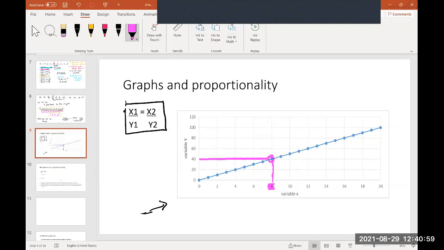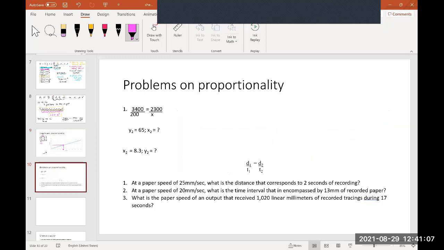Okay, so if x is 8, y is 40. All right, let's solve these problems. If x1 is 8 and y1 is 40, then what is x if y is 65? If you notice, this now becomes the same types of problems that you saw above in this graph in your lab manual, where you're again solving proportionality. How do you solve this? You cross multiply.